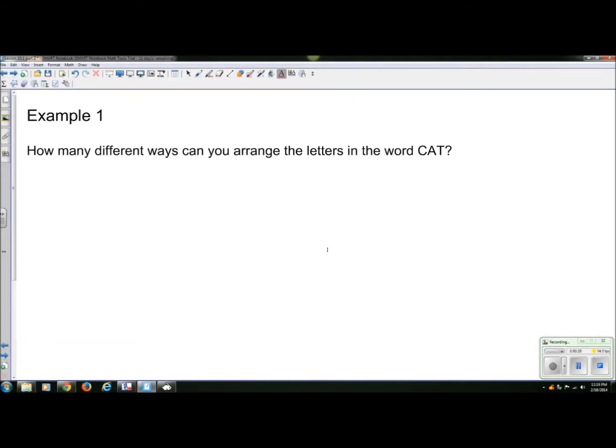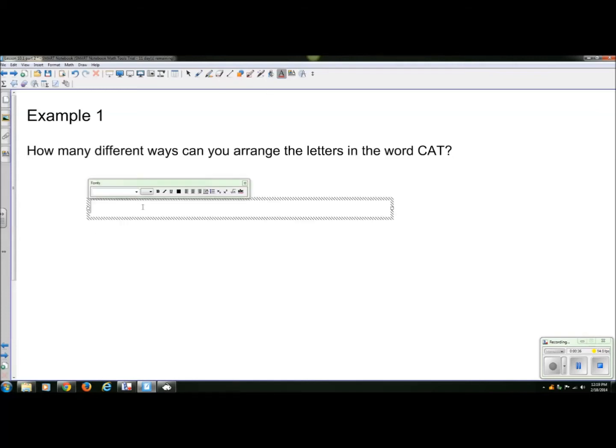Let's look at an example. How many different ways can we arrange the letters in the word cat? Well, let's just make a comprehensive list. I'm going to do this in a logical fashion. I'm going to start with the letter C, and then think about the ways I can rearrange the other letters. If I start with C, I can either spell cat, or I could start with C and put the T first instead, C-T-A.